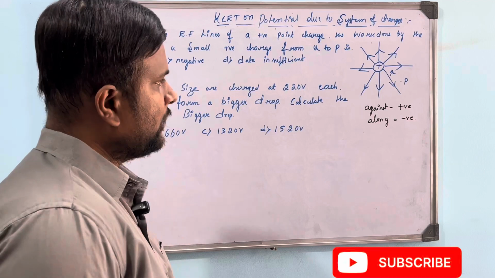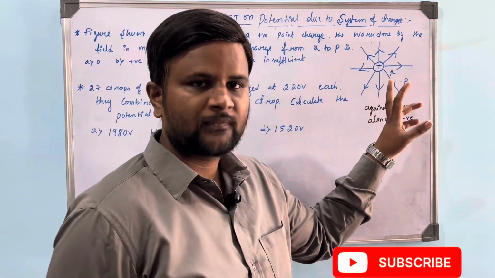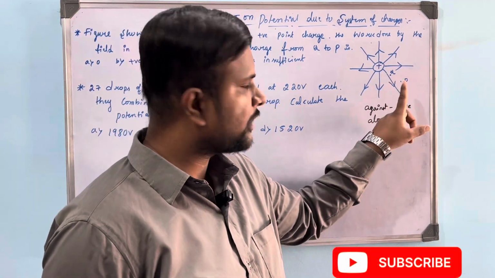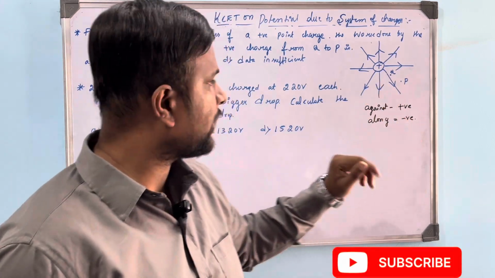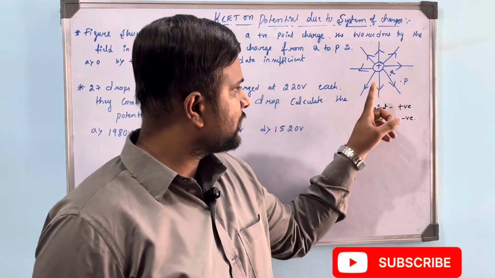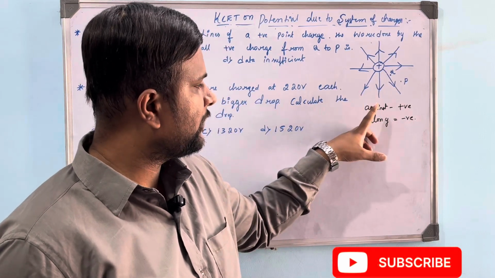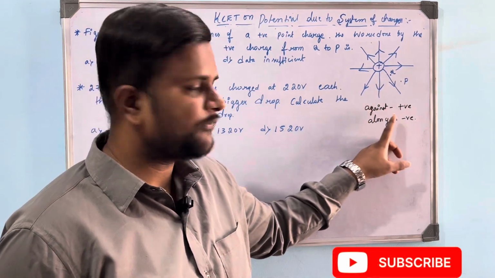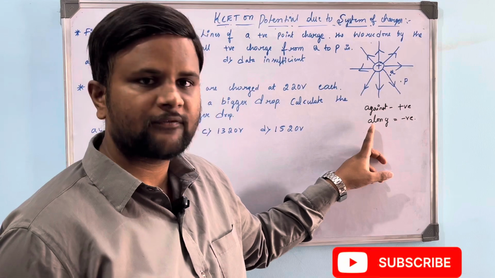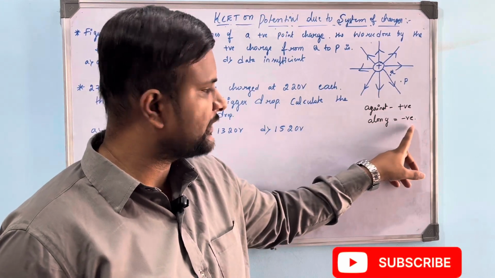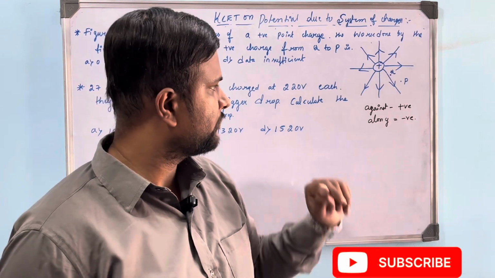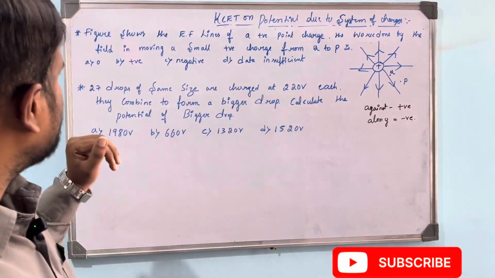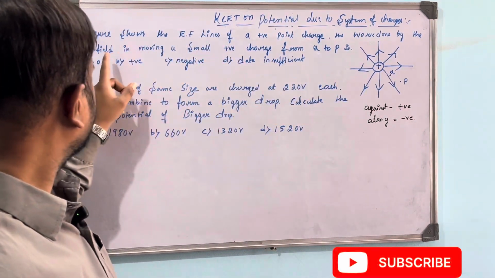And work done by the external agency is negative. I told 3 points now. Work done against the direction of the electric field is positive. Work done along the direction of the electric field is negative, and work done by the external agency is negative.